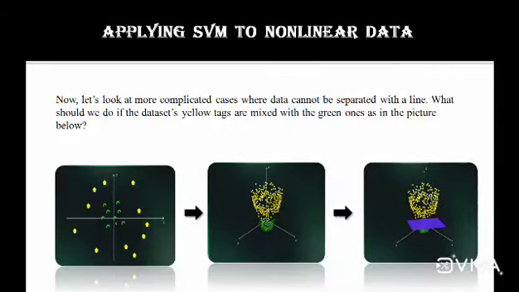Applying SVM to non-linear data. Now let's look at the complicated case where data cannot be separated with a line. What should we do if the dataset's yellow tags are mixed with the green ones as in the picture below? The solution is to add a third dimension to the data. Here we add a third dimensional z-axis to the data. If we embed data in the higher dimensional feature space, it's possible to find a classifier to separate the two classes. This is done by what's called a kernel function.